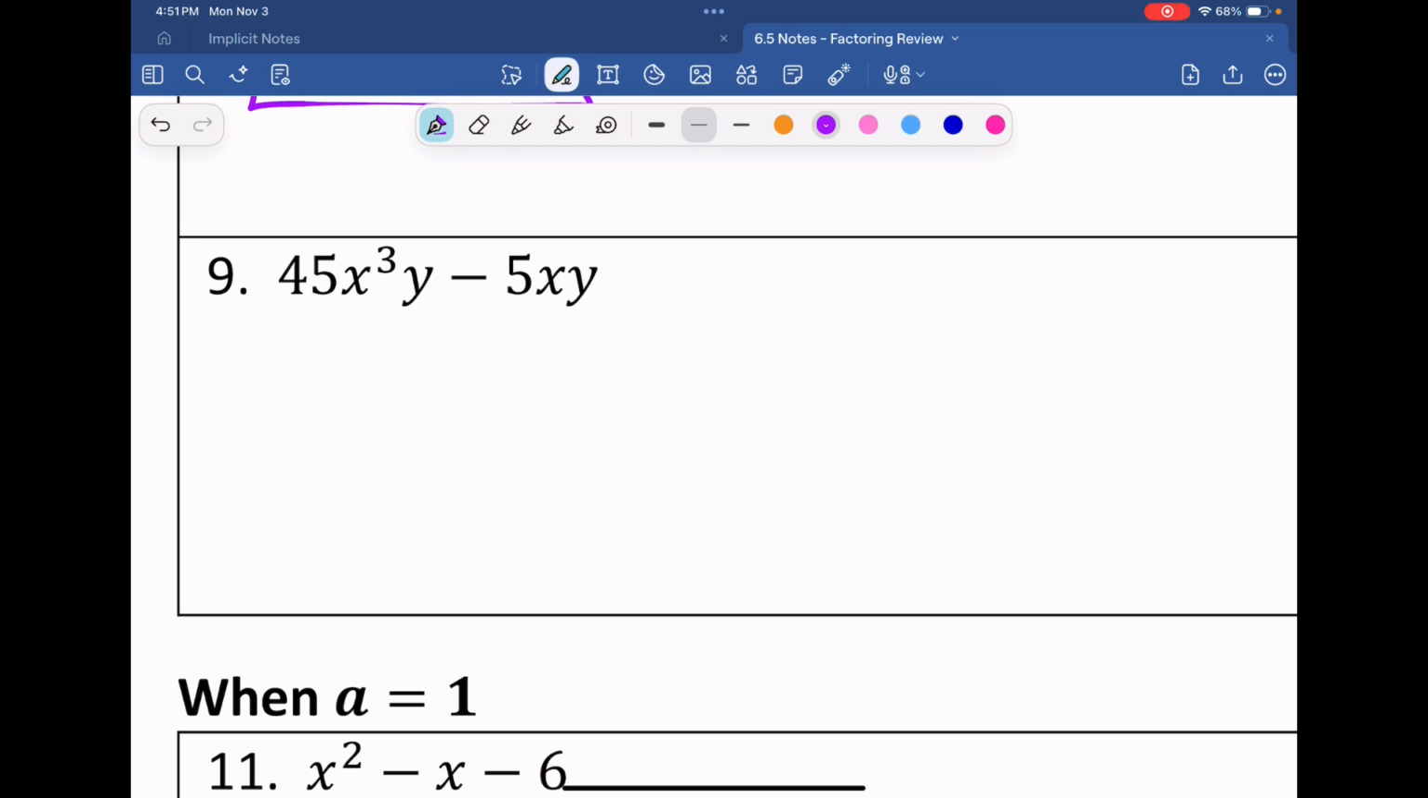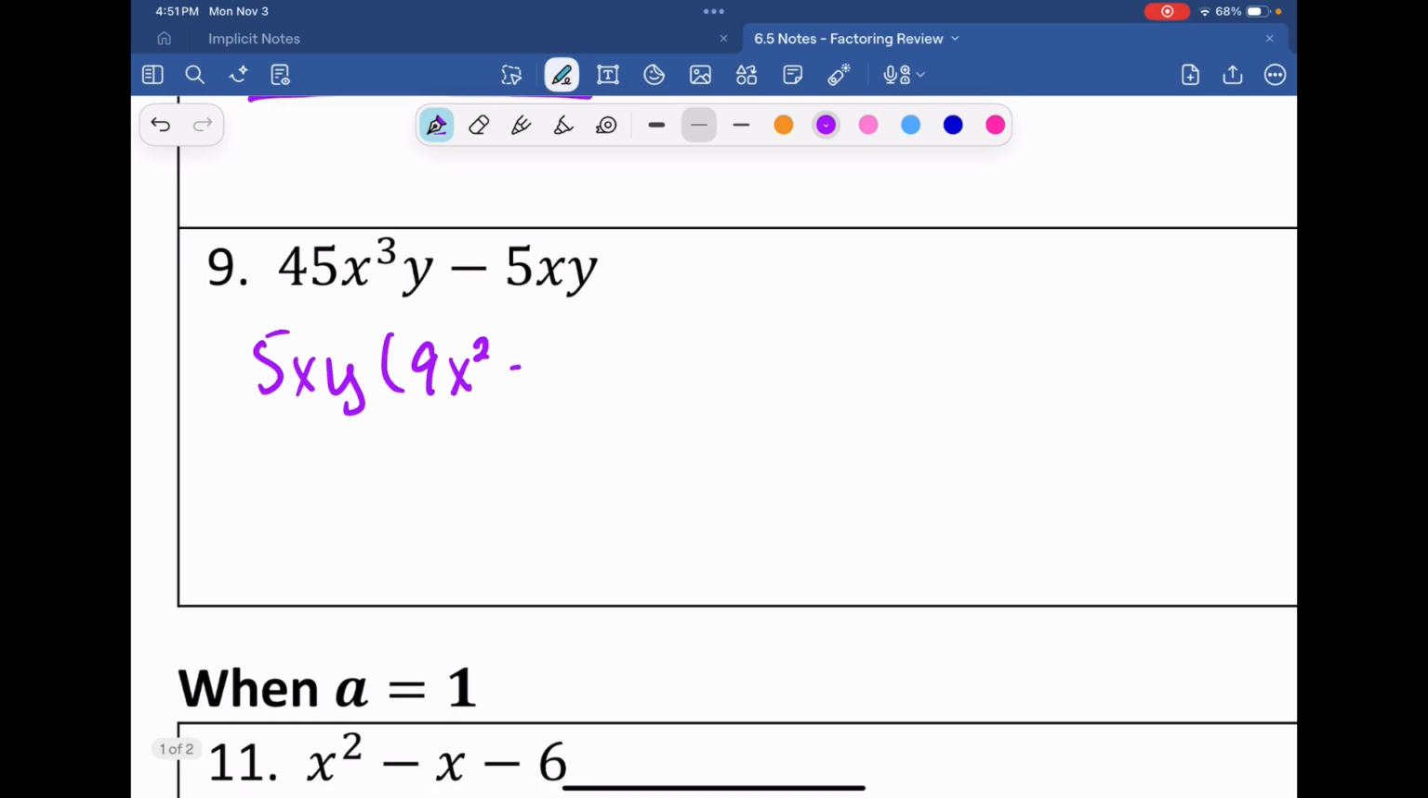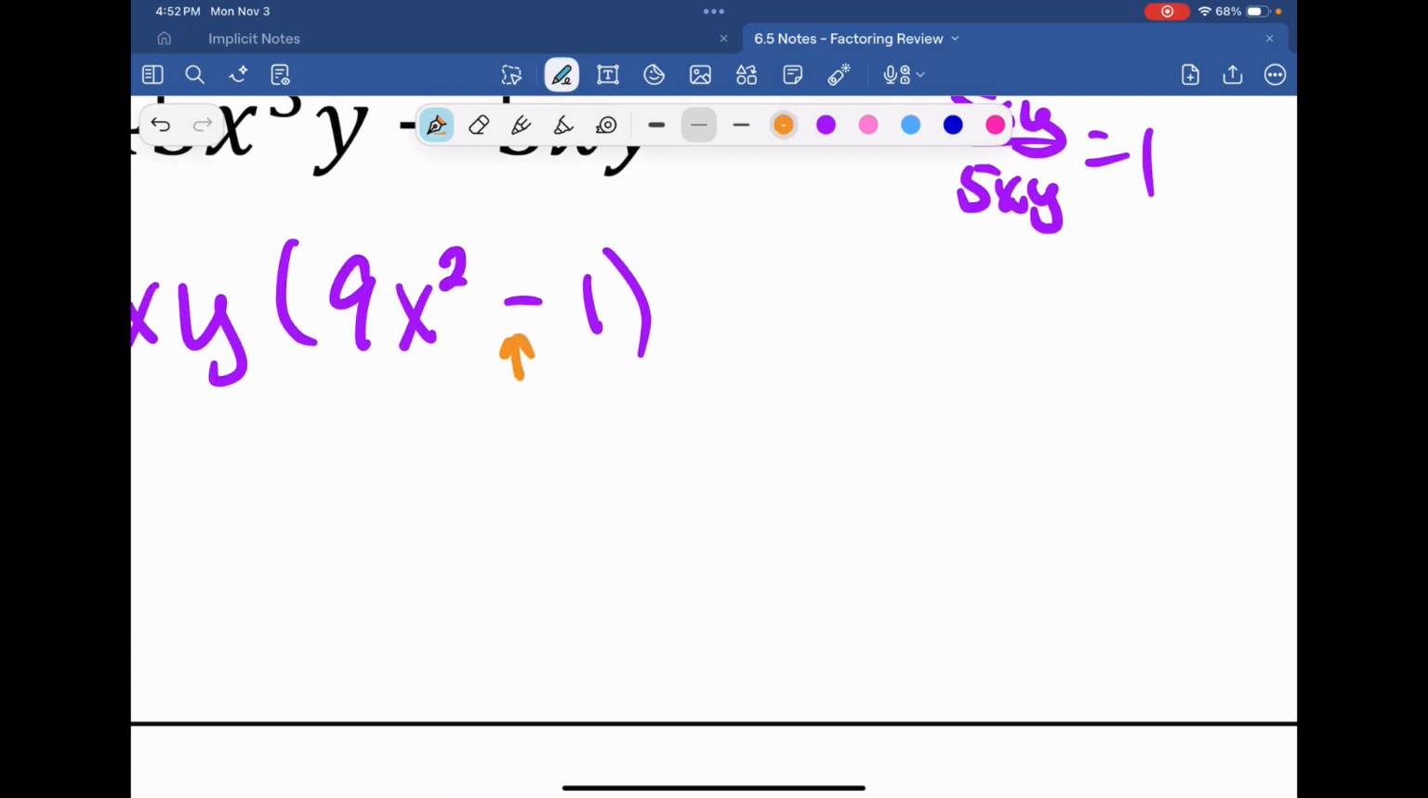Number 9's got a GCF of 5 first, and then x, and then y. So 45 by 5 is 9, x cubed by x is x squared, and y by y is 1. And then 5xy by itself, 1. Subtraction. 1 is a square, 9 is a square, x squared is a square.